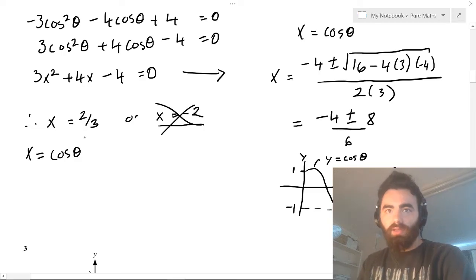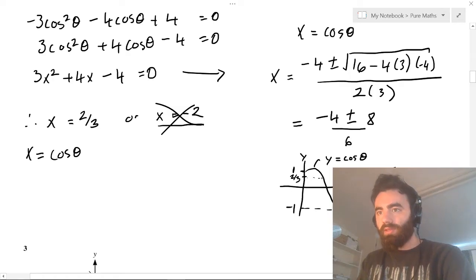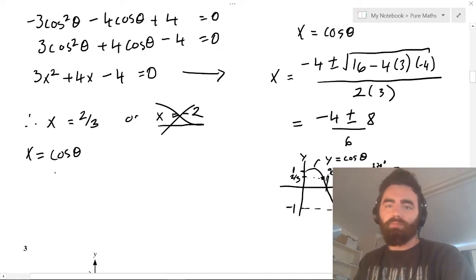Now clearly if you look at the graph, it does equal 2/3. So 2/3 would roughly be about here. And we can see that it does have solutions. So there is a value. In fact, there will be two values in which cos theta equals 2/3. We can just mark in these points. We know that this here is 90 degrees. This is 180 degrees. And then this part here is 270 degrees. And then obviously at the end is 360 degrees. It's one oscillation. So we need to find out where it's 2/3.